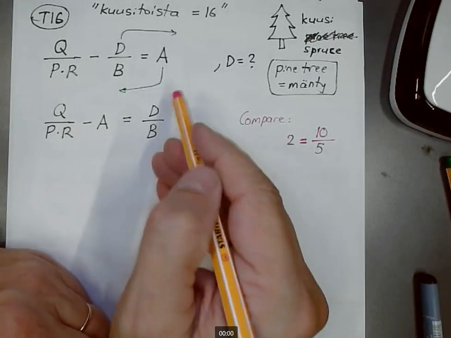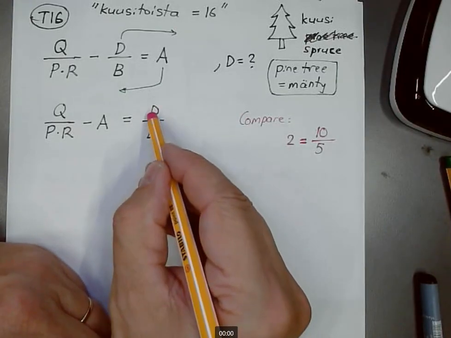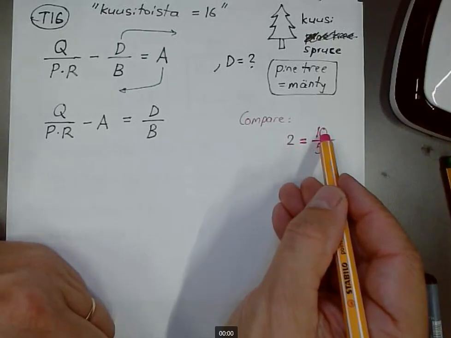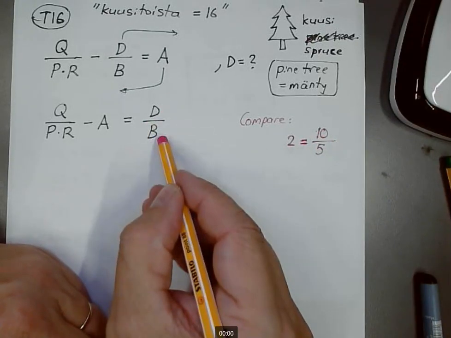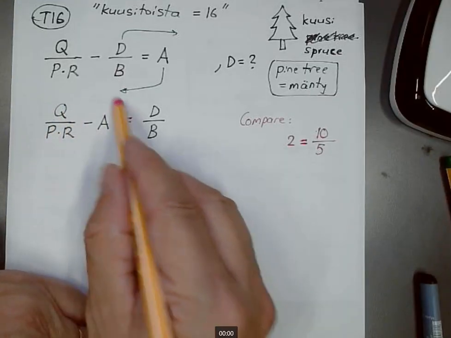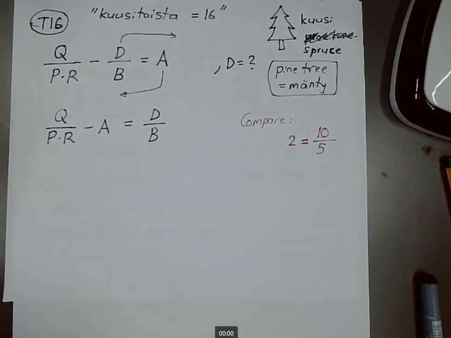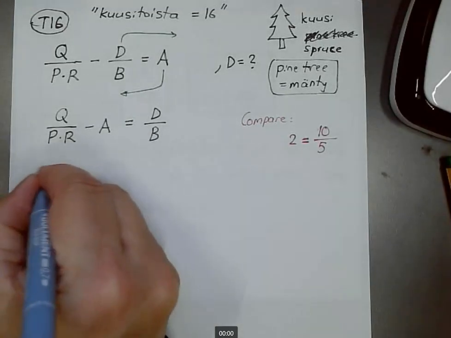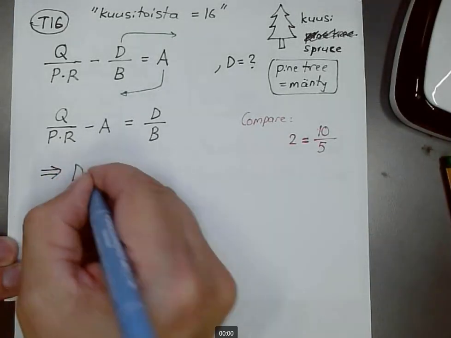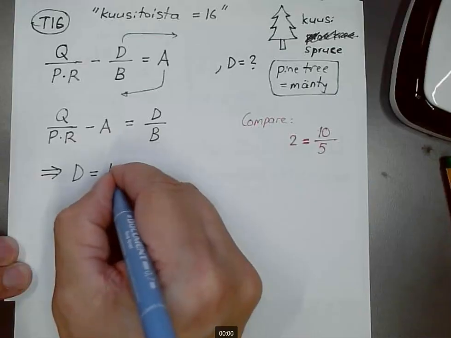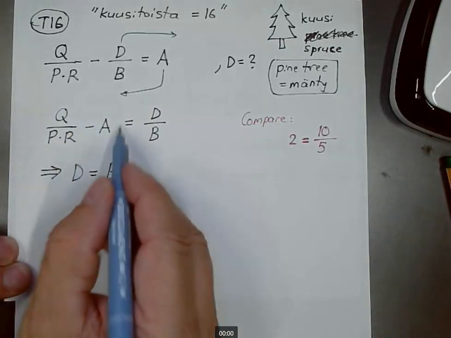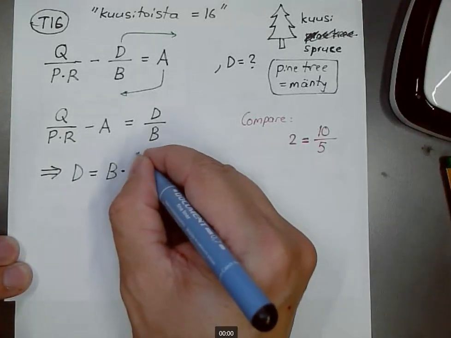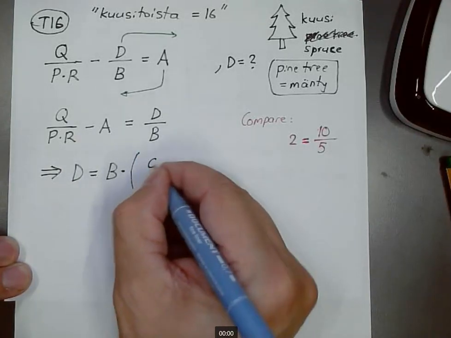So the same holds here. When we want to get this d, we get it by multiplying b with this bunch here. So we get the result d equals b times, and then we get this whole bucket here, so we will use brackets or parentheses.